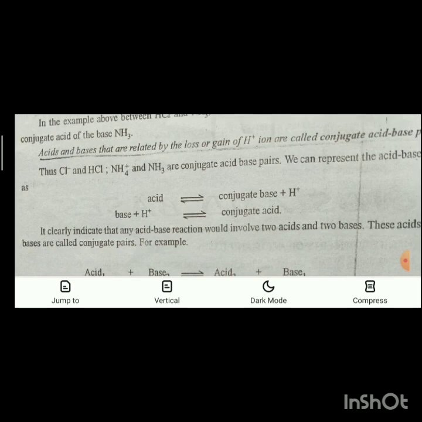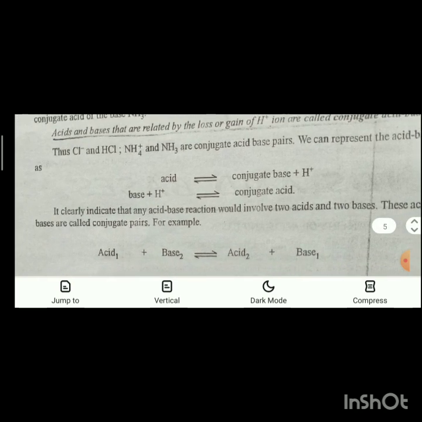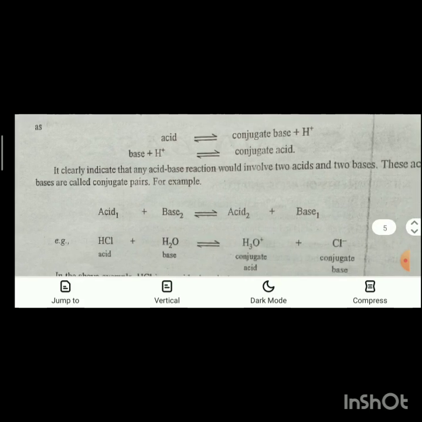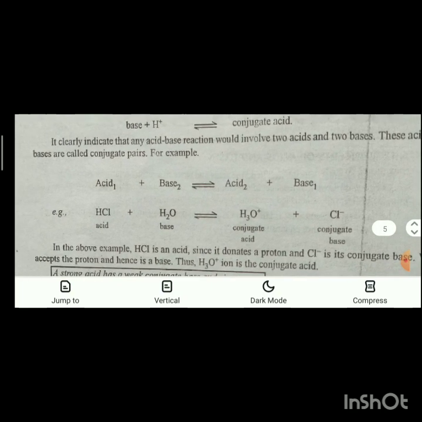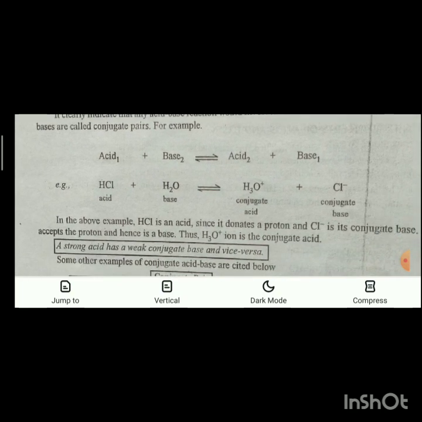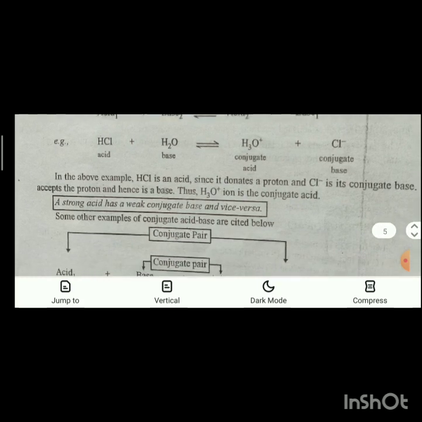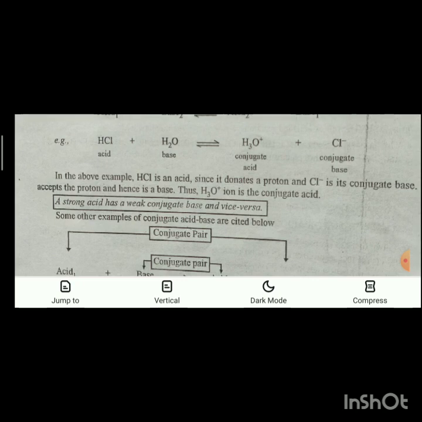We can represent the acid-base pair as acid in equilibrium with conjugate base plus H+ ion, and base plus H+ ion in equilibrium with conjugate acid. It clearly indicates that any acid-base reaction would involve two acids and two bases. These acids and bases are called conjugate pairs. For example, acid 1 plus base 2 in equilibrium with acid 2 plus base 1. That is, for example, HCl plus H2O in equilibrium with H3O+ (conjugate acid) plus Cl- (conjugate base).